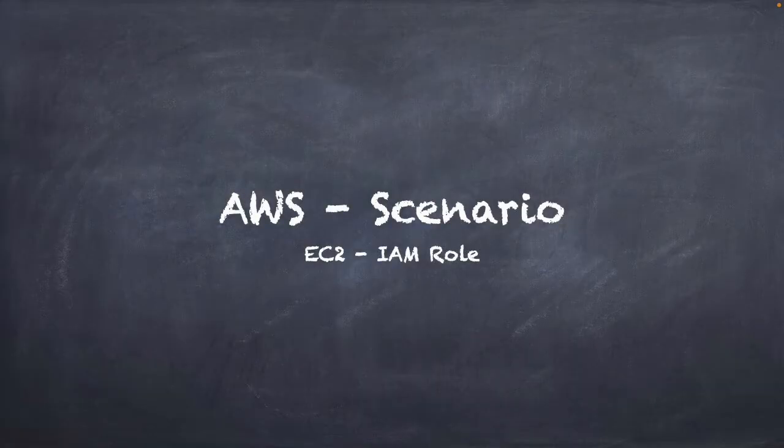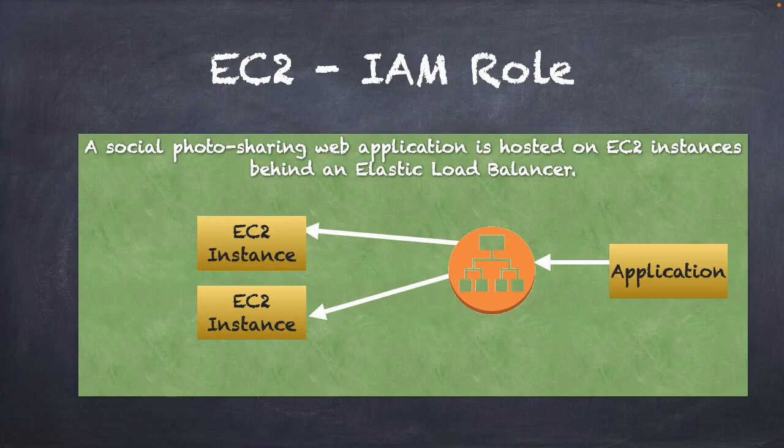Welcome back. This is another AWS scenario on EC2 instances. The scenario says that we have a social photo sharing web application that is hosted on an EC2 instance or on a set of EC2 instances behind an elastic load balancer.